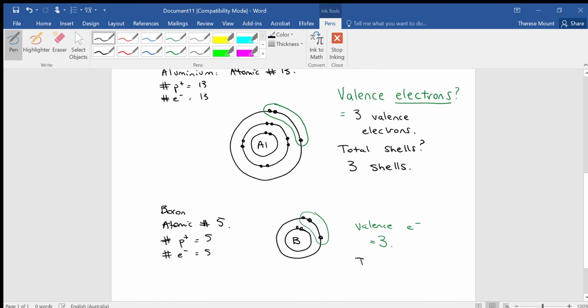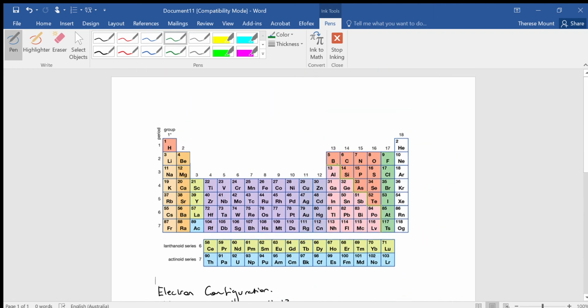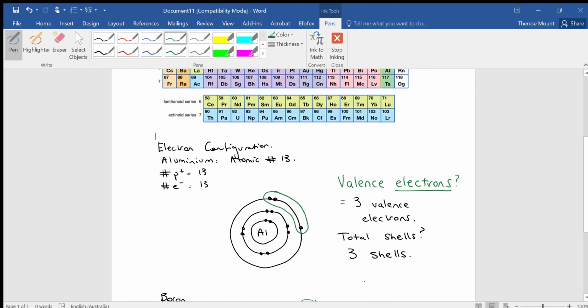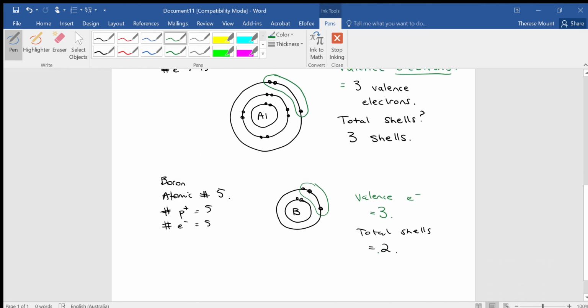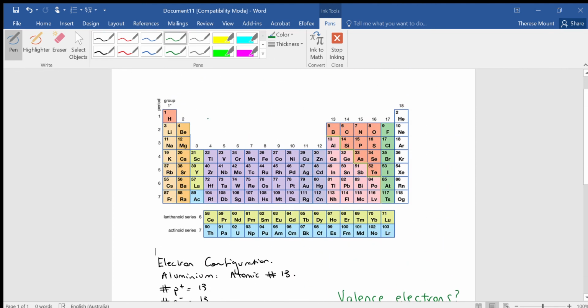Okay, how many total shells does it have? 2. 1, 2. Alright, so it has 3 valence electrons, so we would expect boron to be in group 3 or 13. Now, is it? Yes, it is. It is in group 3 or 13, okay, because it has 3 valence electrons. Now, boron has 2 shells in total, 1, 2, so we would expect it to be in period 2. Now, is it? 1, 2, yes, it is, okay.